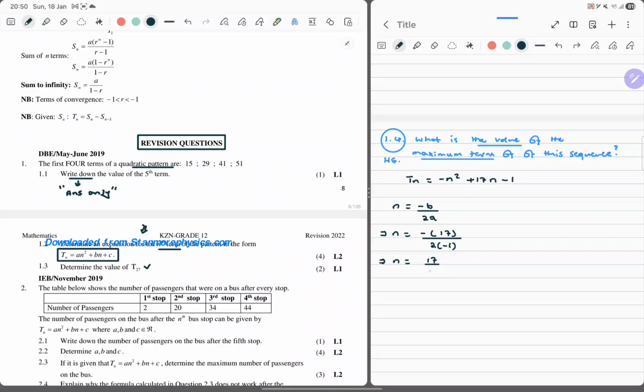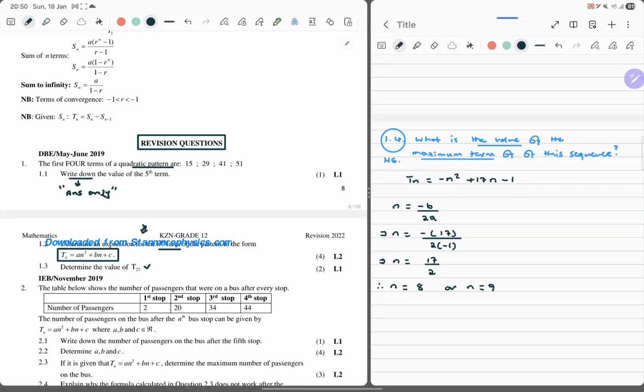Now, you see, we have a problem. Do we ever have n being a decimal? No. So we need to do something. So n must either be, now remember this is 8.5, so we can either round down or we can round up, right?